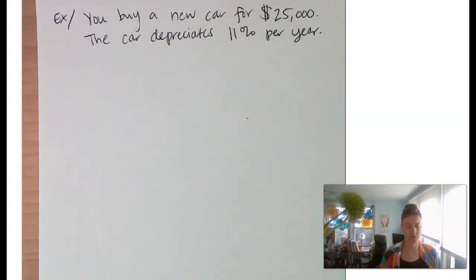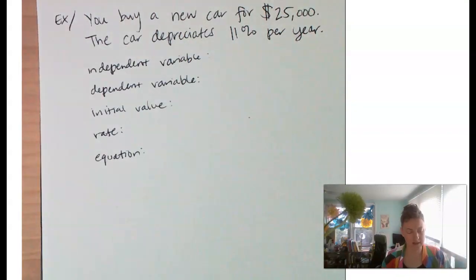Let's write out our equation. Let's do a little graphy graph and talk about that money. So we're going to find the independent variable, the dependent variable, the initial value, the rate, decide whether it's growth or decay, and then write out our equation. So, independent variable. What are we doing? We're buying a car, and that car is depreciating some amount per year.